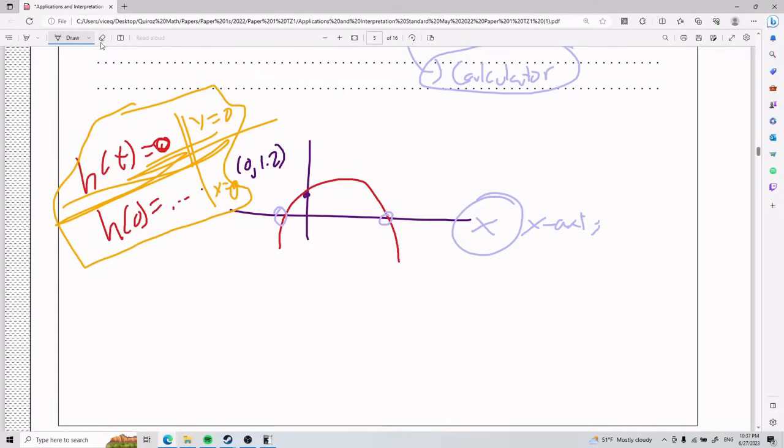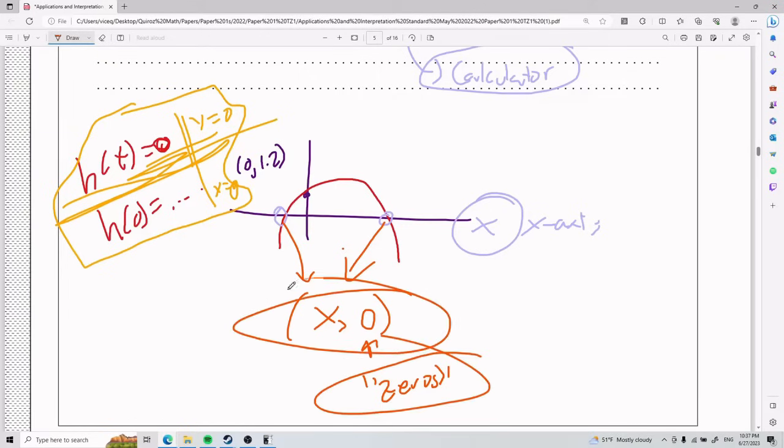Why is it called zero? Because both of these points are x comma something. I said that very incorrectly. Both of these points are x comma 0, and so that's why they're called your zeros. See? It's something comma 0.